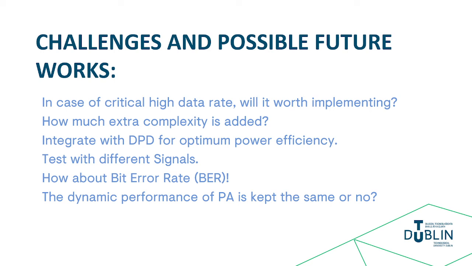Something that I would really like my student to do is to look at dynamic performance in other aspects. Is it kept the same or not? Because I'm avoiding zero, but am I losing anything or not? Am I limiting the signal? Am I causing any problem to the performance of my power amplifier or not?